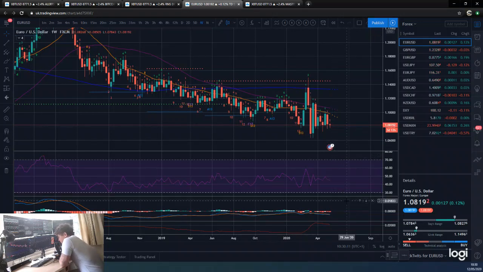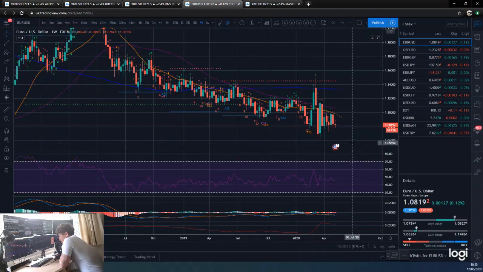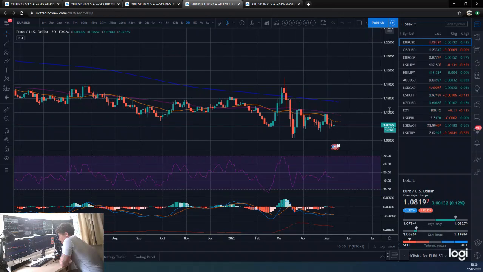Stochastics got a lot of room to run as well. MACD got room to run as well. So bearish on the weekly. So let's have a look at the 2-day.